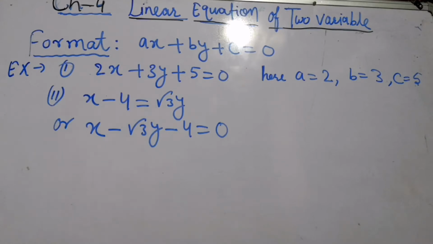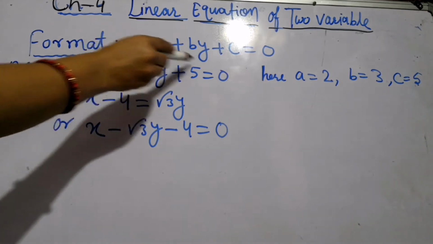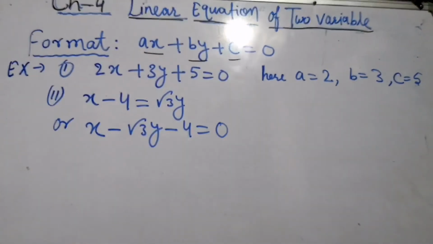Hello children, in this video I am going to explain chapter 4, linear equation in two variables. What is the format of a linear equation in two variables? The format is ax plus by plus c equals 0.